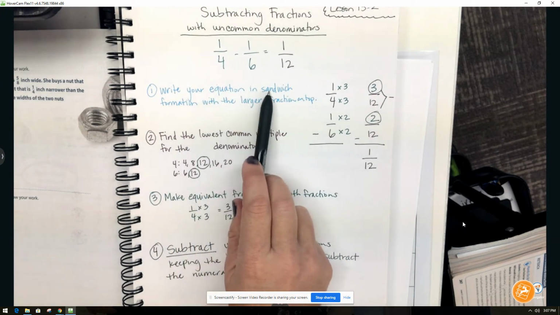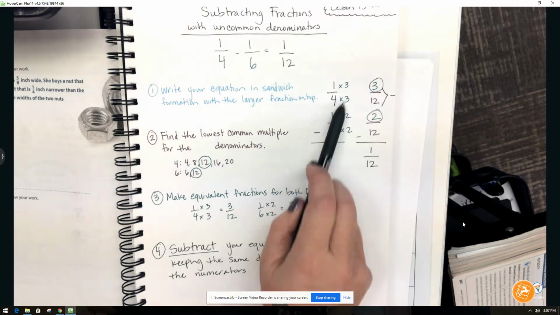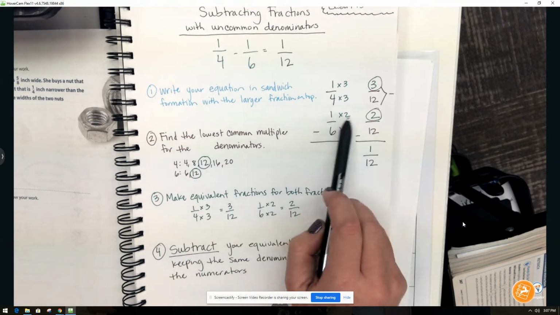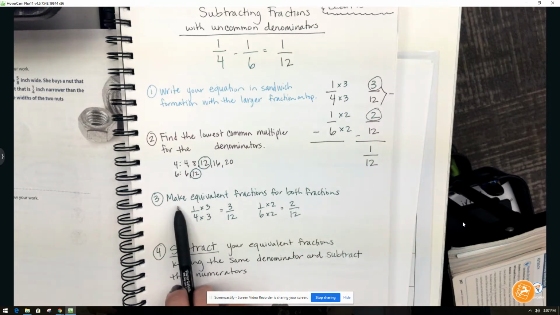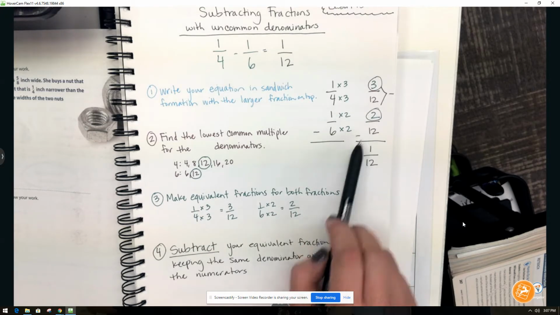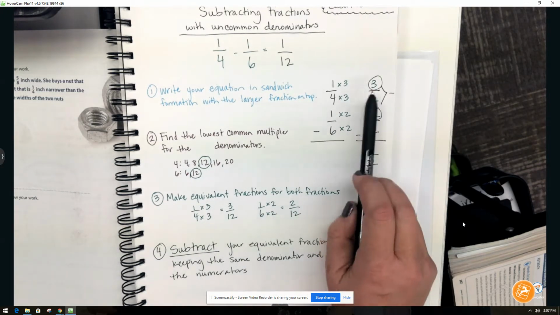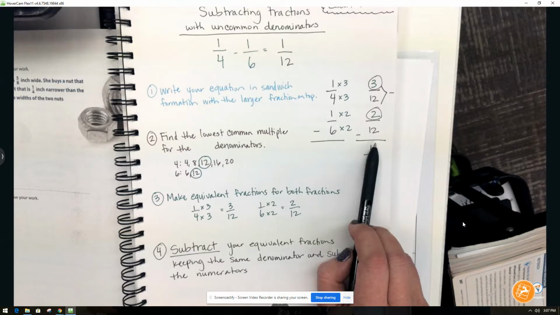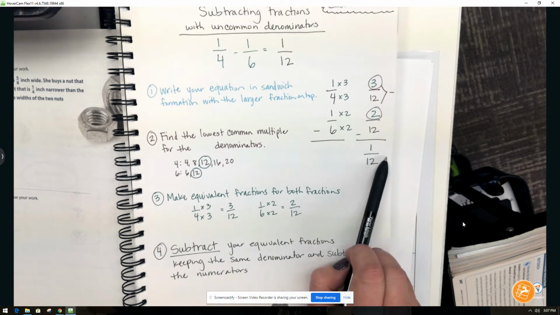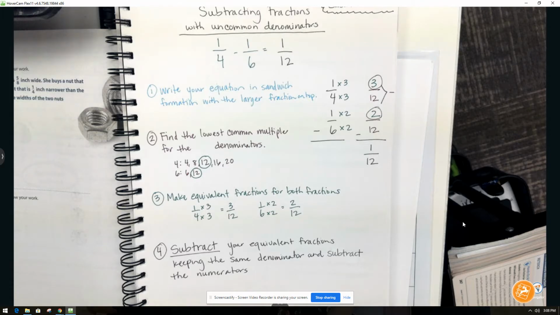First, write the equation in sandwich formation with the larger fraction on top. Second, find the lowest common multiple for the denominators, which in this case was 12. Third, make equivalent fractions for both fractions, which is 3/12 and 2/12. And then subtract the numerators to get your new numerator. Your denominator stays the same, and your answer is 1/12 for this particular problem.